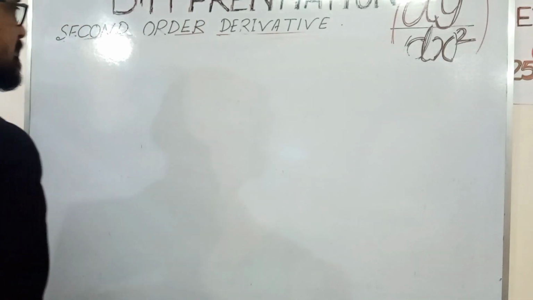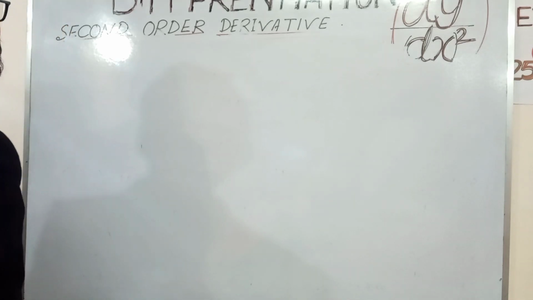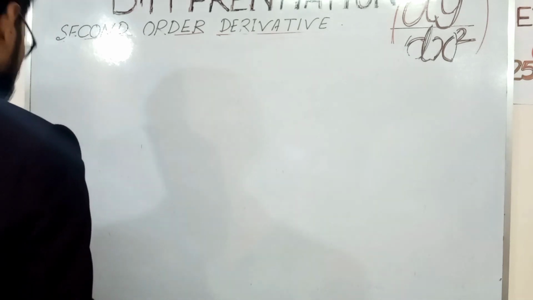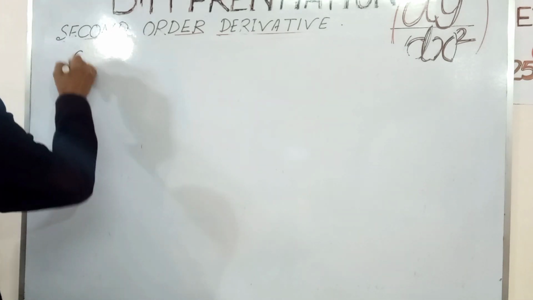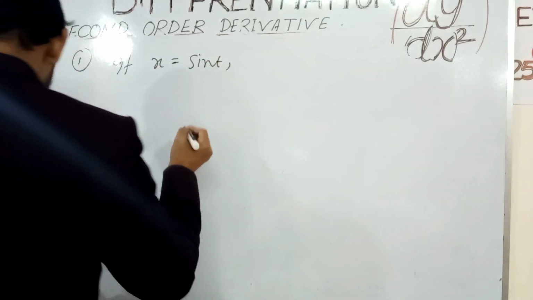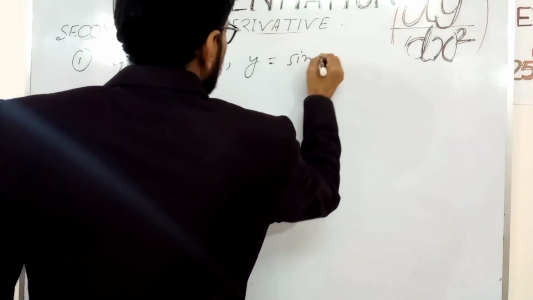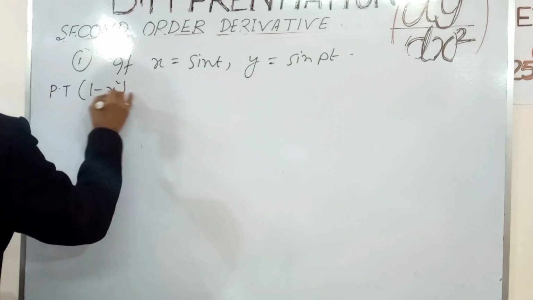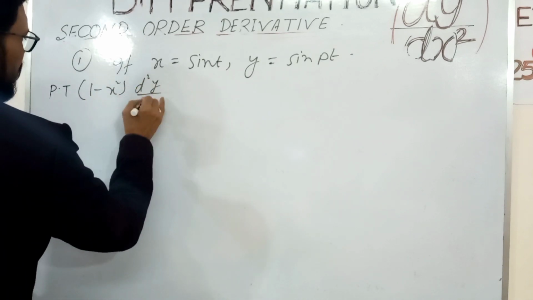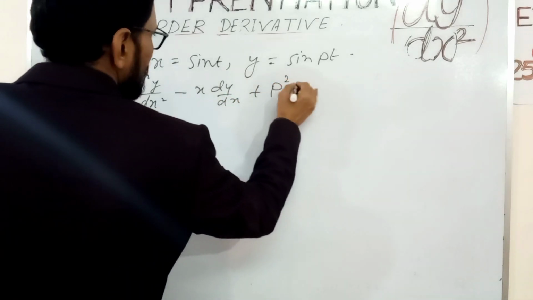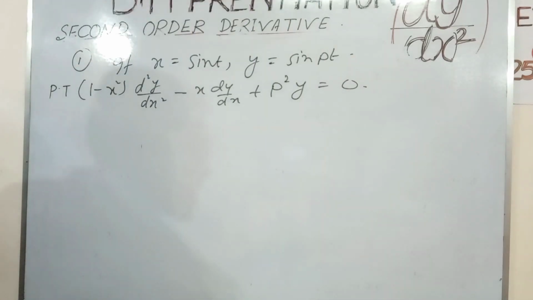Today's class is on some important proofs of second order derivative. So the first problem is: if x equals sin t and y equals sin pt, prove that (1 minus x square) d2y by dx square minus x dy by dx plus p square y equals 0. This is a very important proof for the CBSE board exam.